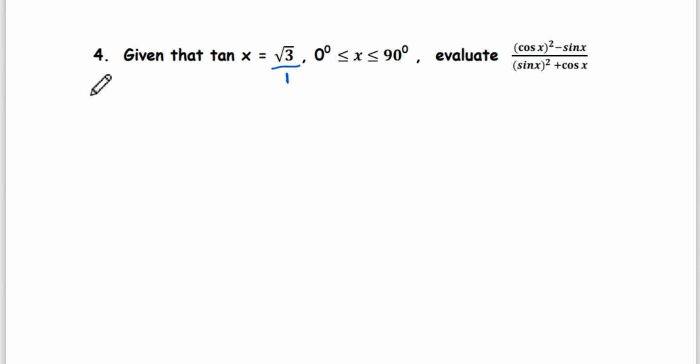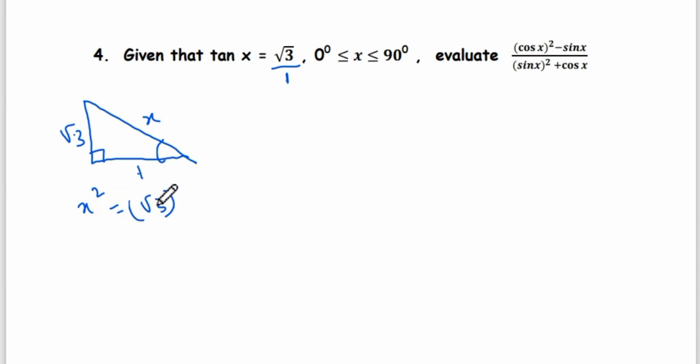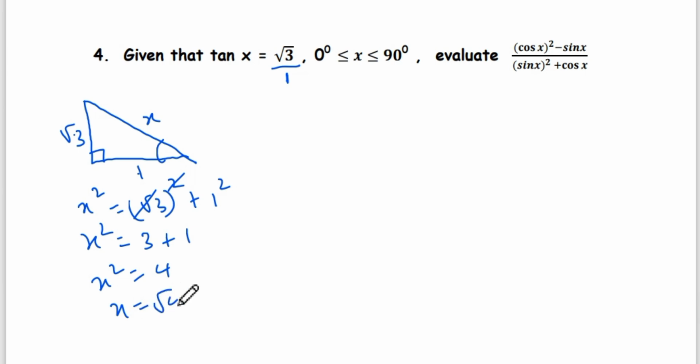So what we do is we draw a right angle triangle to get the third side. Tan x is opposite over adjacent, so this is root 3 and this is 1. Using Pythagoras theorem, the hypotenuse squared is equal to root 3 squared plus 1 squared. The square cancels the root, that's 3 plus 1, so the hypotenuse squared is equal to 4. The hypotenuse is root 4, which is equal to 2.